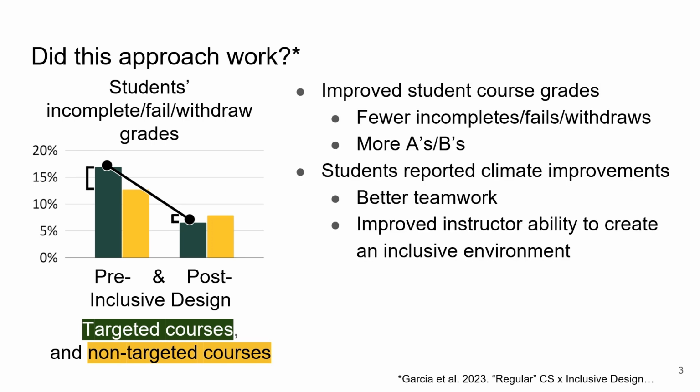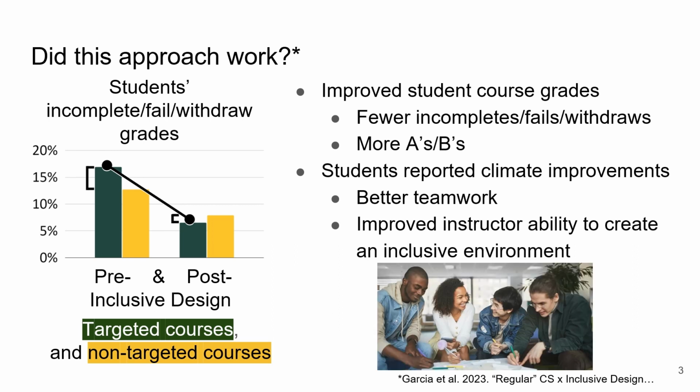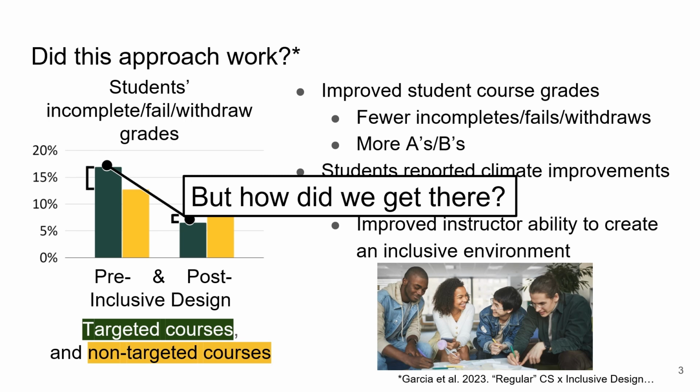So the results of our approach included improved course grades for students with fewer incomplete, fail, and withdraw grades, as well as more A's and B's. Students also reported climate improvements, including better teamwork and improved ratings for instructor ability to create an inclusive environment. Now, these results are great, but how did we get there?